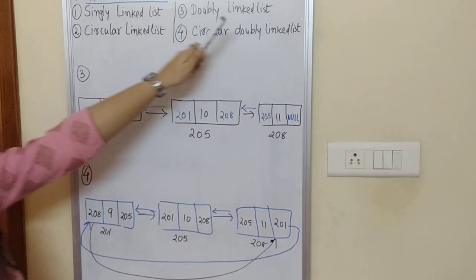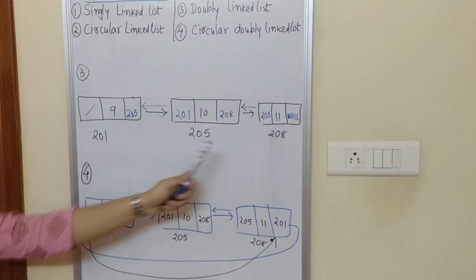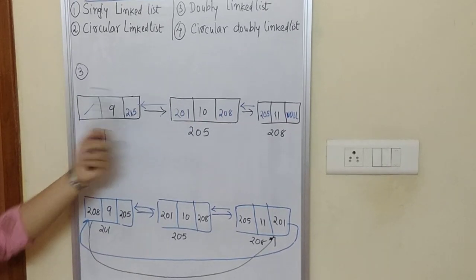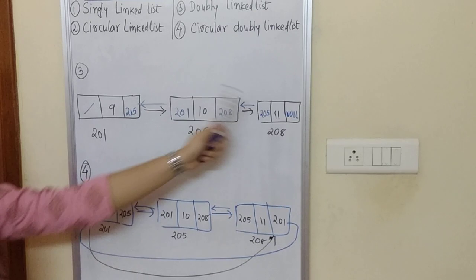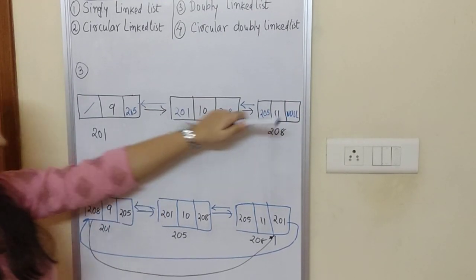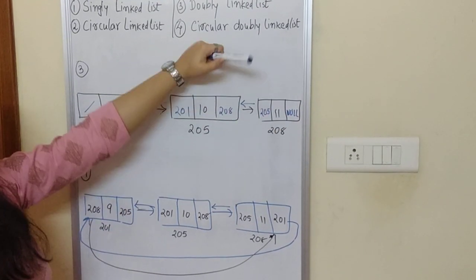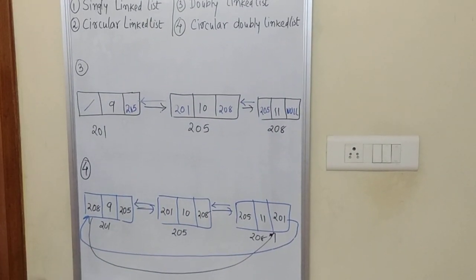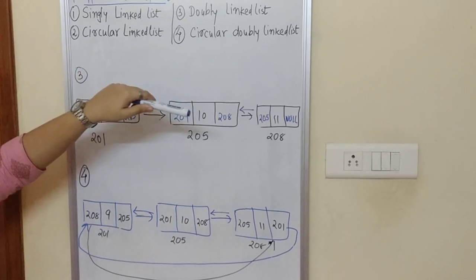Now the third is doubly linked list. It is having the node structure like this. First contains the address of the previous node. The next contains the address of the next node, and the middle part is having the data. And the fourth one is circular doubly linked list. So this is how the types of linked list are there.